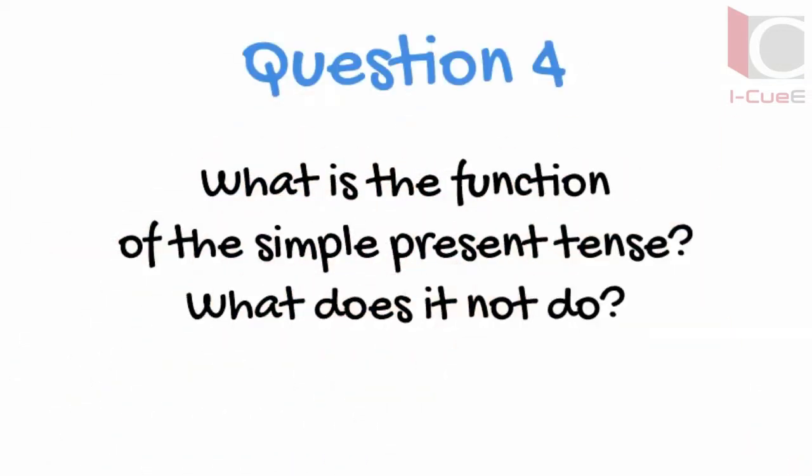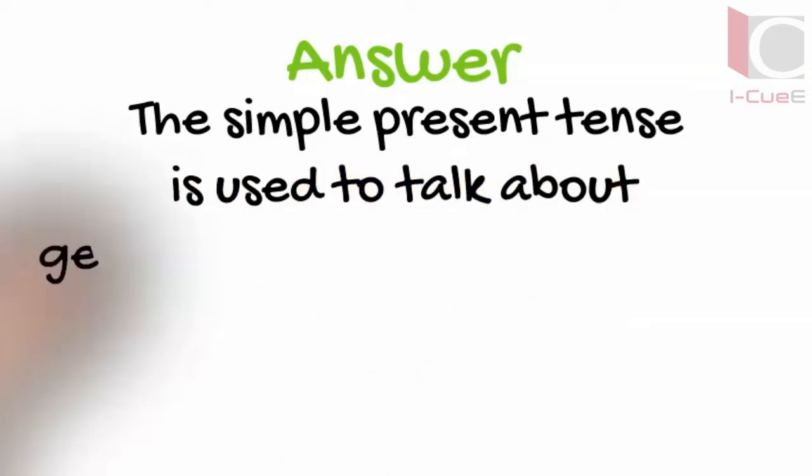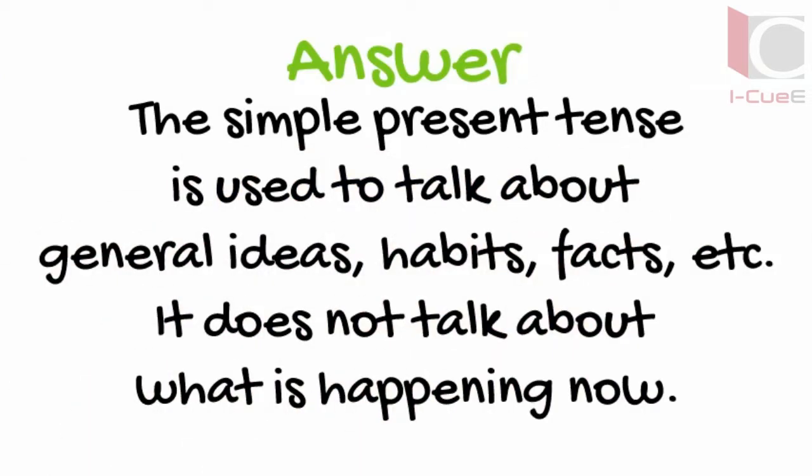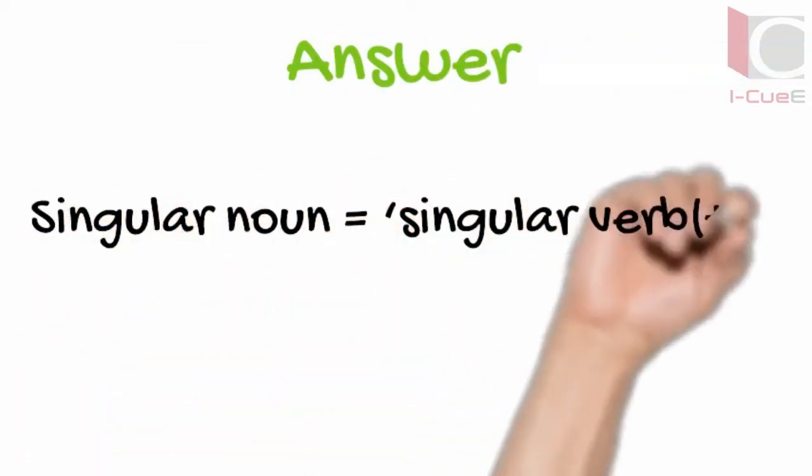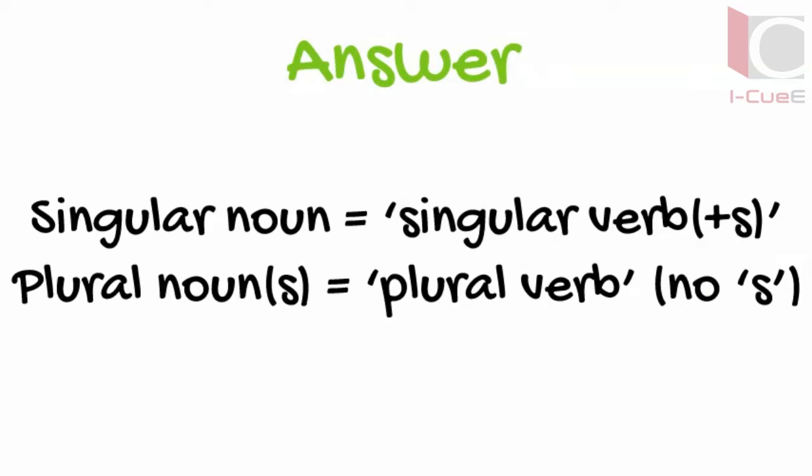What is the function of the simple present tense? What does it not do? The simple present tense is used to talk about general ideas, habits, facts, etc. It does not talk about what is happening now. What is the subject-verb agreement rule? Singular noun equals singular verb plus s. Plural nouns equal plural verb, no s.